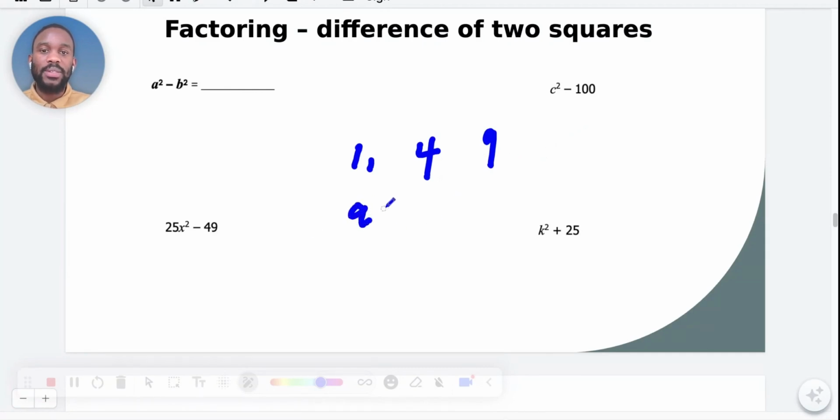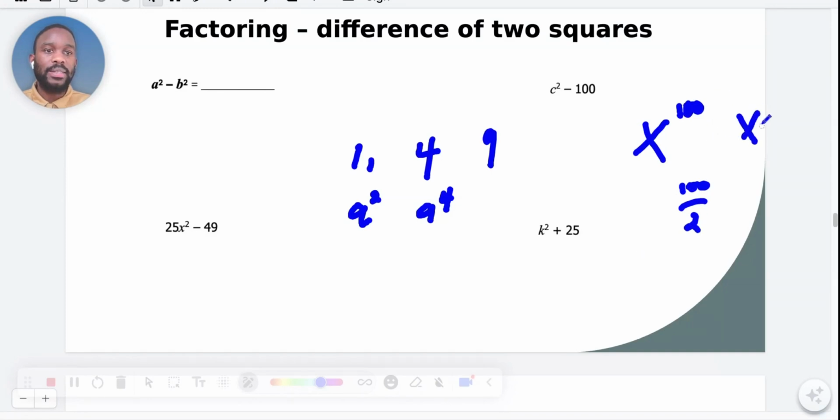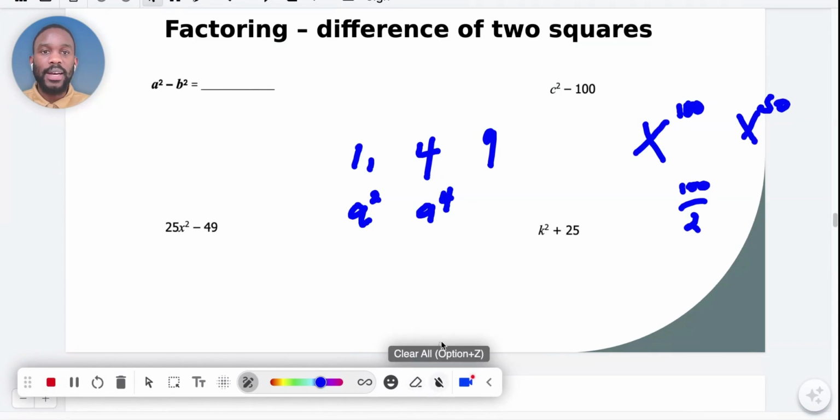And then a squared, the square root of a squared is a. The square root of a to the 4th is a to the 2nd. So remember, every time you're getting a square root of like a to the 100, if this is divisible by 2, you just get 100 divided by 2. So the square root of this will be a to the 50th. So you just divide the exponent by 2. Okay, so we're going to be using this difference of two squares to factorize.